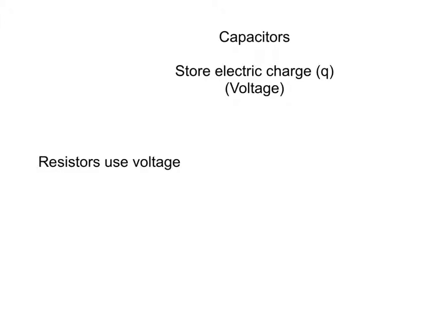They create two separate voltages, a positive and a negative voltage. And if you have a difference in potential energy, you have voltage. They do it by storing electric charge. We'll look at that in just a second.